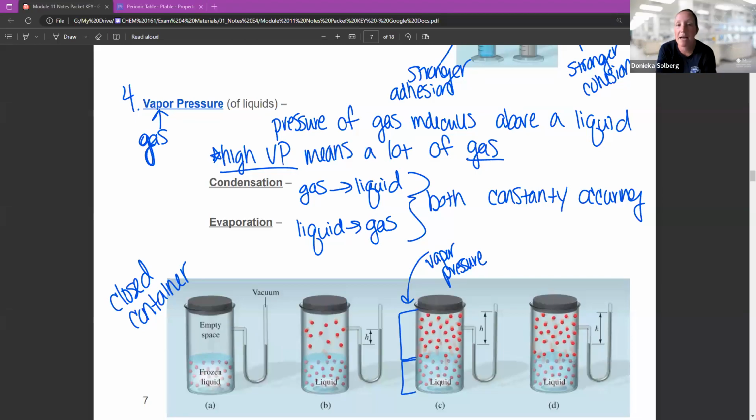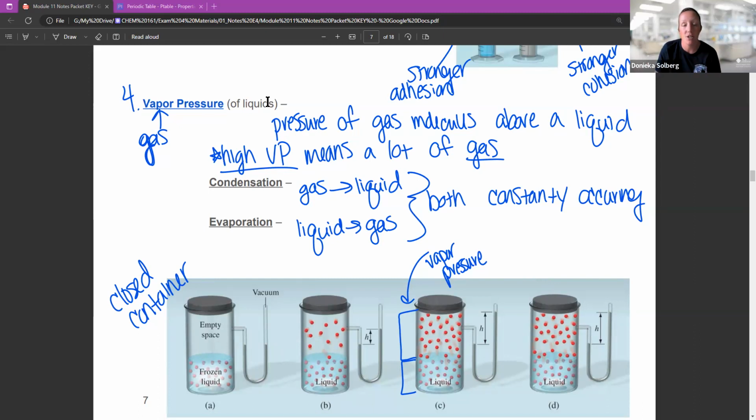Now, vapor pressure has its own video because it's a little bit more difficult to understand, and we're going to do some calculations with it. So vapor pressure for liquids, if you think about vapor pressure, vapor is the gas part. So why are we talking about gases when we have liquids? And that's because if you have a liquid in a closed container, that airspace in the top is going to have some gas particles in it.